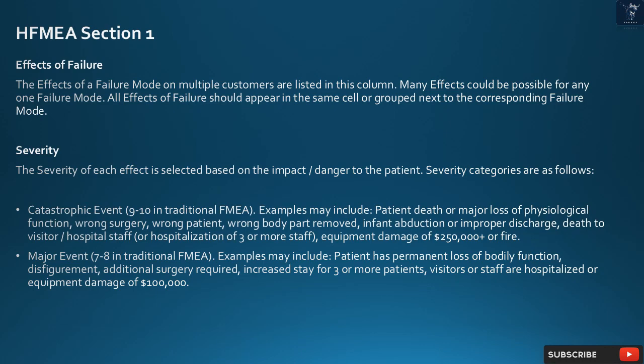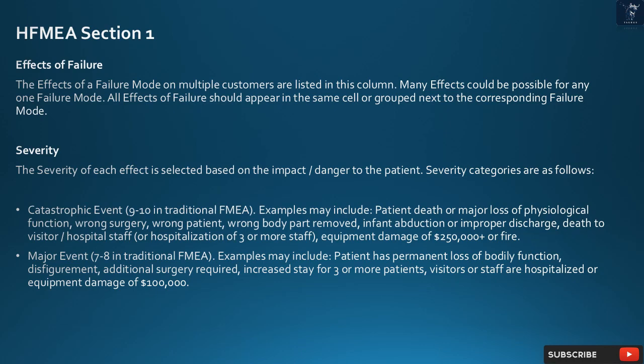Severity. The severity of each effect is selected based on the impact/danger to the patient. Severity categories are as follows. Catastrophic event, 9 to 10 in traditional FMEA. Examples may include patient death or major loss of physiological function, wrong surgery, wrong patient, wrong body part removed, infant abduction or improper discharge, death to visitor/hospital staff, or hospitalization of 3 or more staff, equipment damage of $250,000 plus, or fire. Major event, 7 to 8 in traditional FMEA.